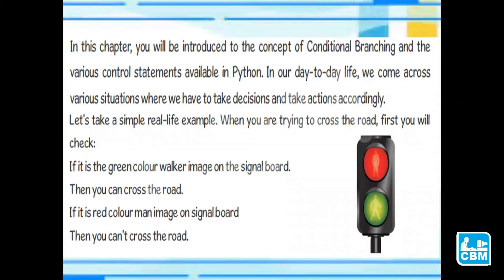When the traffic signal displays a green colored man, that means a person can cross the road safely. When a traffic signal displays red color, that means a person cannot cross the road. So whether or not to cross the road depends on the condition of the traffic signal. Similarly, Python has a concept of conditional branching and various control statements available.